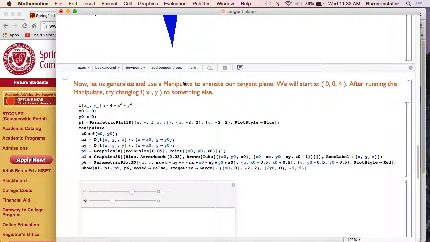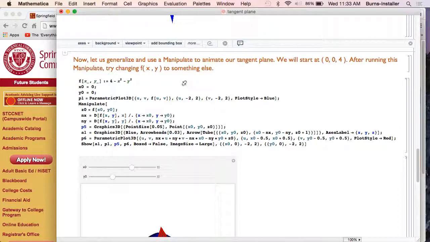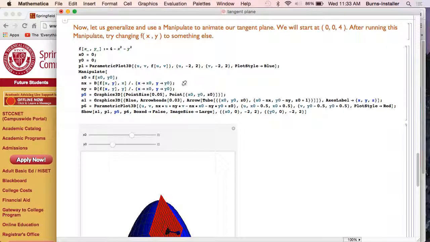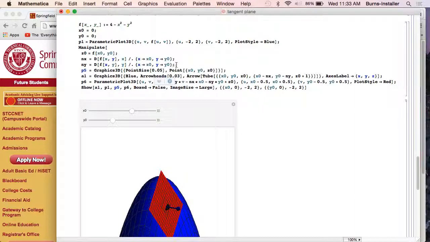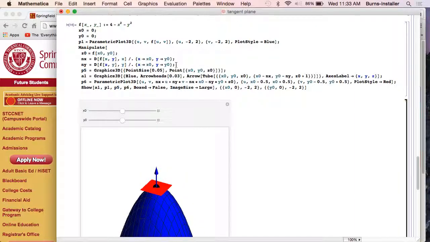All right, we're going to generalize now and use a Manipulate to change that tangent plane to that surface. We're going to vary this thing. So, let's do just that.